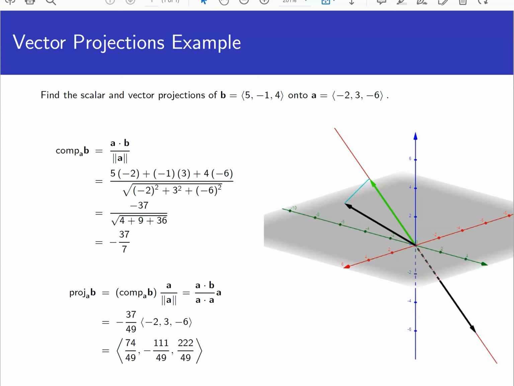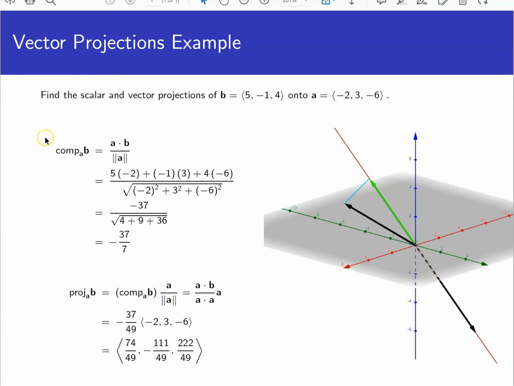In this video, we're going to look at an example of computing vector projections. So we're given the vectors A, which is <-2, 3, -6>, and B, which is <5, -1, 4>. And we want to compute the scalar and the vector projections of B onto A. So we're just going to apply our formulas that we've already developed for vector scalar projection and vector projection.